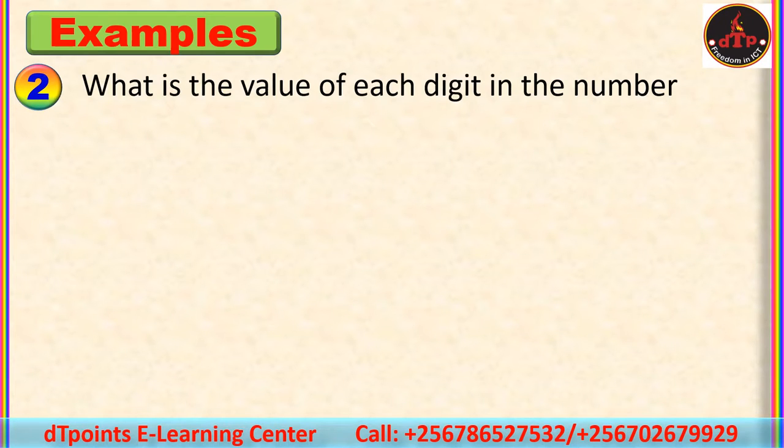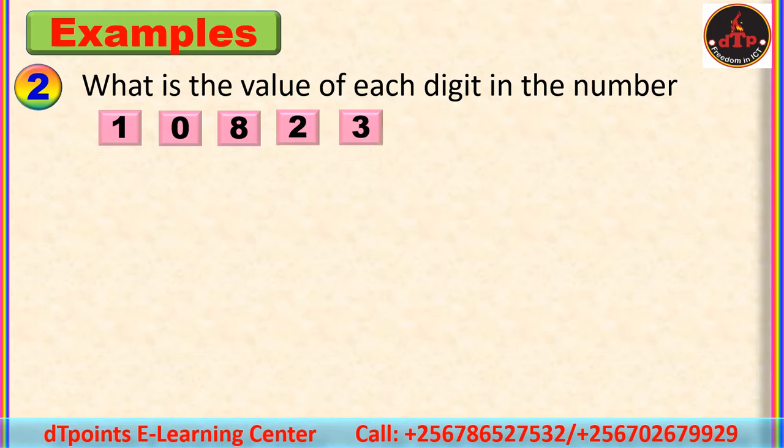It says, what is the value of each digit in the number that you are seeing there? Our number is 108,239. That's how we read that number there. So they want us to find the value of each digit.